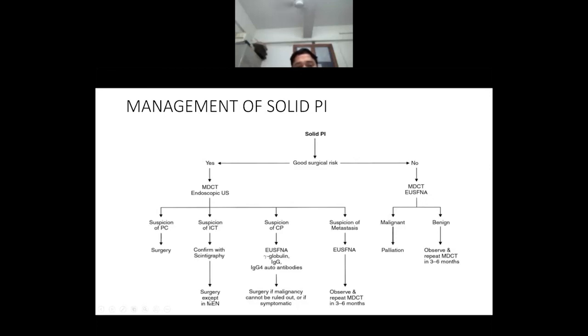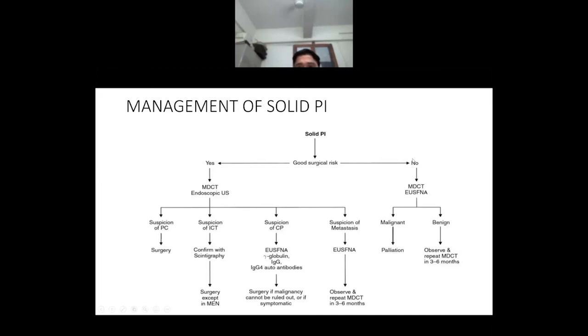And if it is not a multiple neuroendocrine tumor, if it is suspicious of chronic pancreatitis, we have to go for endoscopic ultrasound guided FNAC, and confirmation by serum gamma globulin, IgG and IgG4 autoantibodies. Surgery is done if malignancy cannot be ruled out or if it is symptomatic. And if there is suspicion of metastasis, endoscopic ultrasound guided FNAC has to be done, and we have to observe and repeat the CT scan at a 3 to 6 month interval.